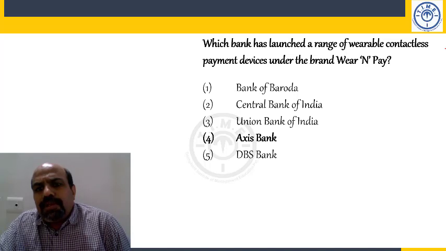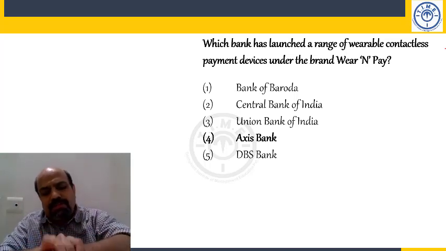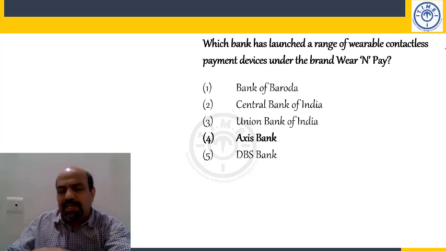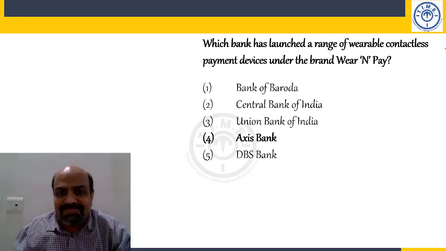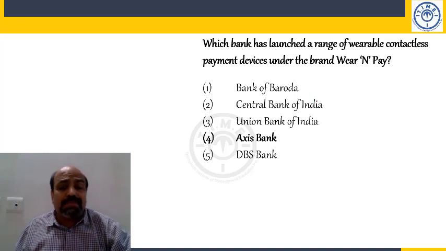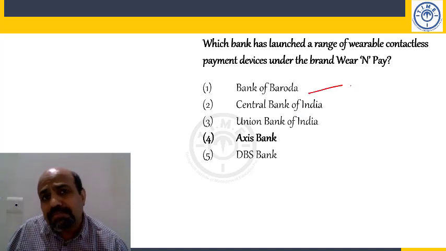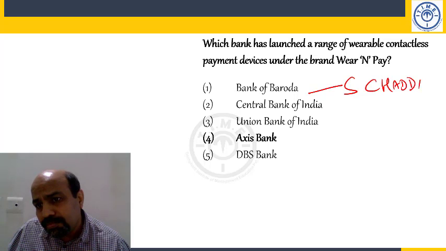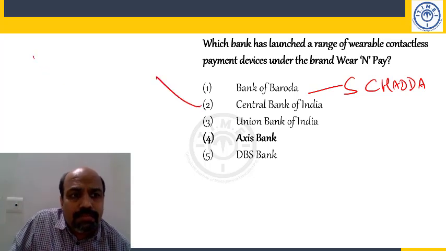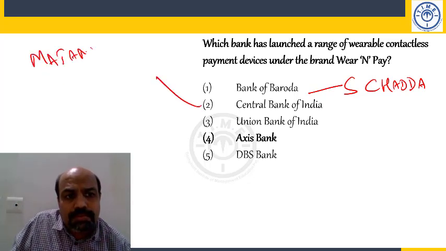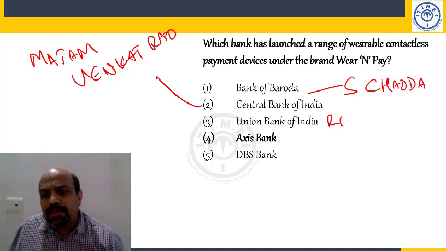Which bank has launched a range of wearable contactless payment devices under the brand Wear and Pay? I have seen this actually, you could wear it like a smartwatch and hold it next to a wireless device, like a card swiping machine, and you could pay through this. Weird world. Bank of Baroda, one of India's largest banks. Since I mentioned it, Sanjeev Chadha. We have discussed this in the past, and chalo koi baat nahi. Central Bank of India, the chairman is Mattam Venkatrao. Union Bank of India, Raj Kiran Rai.